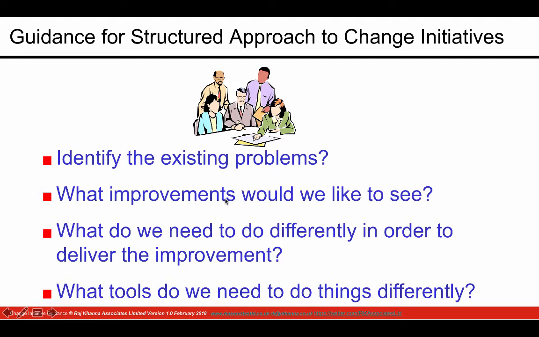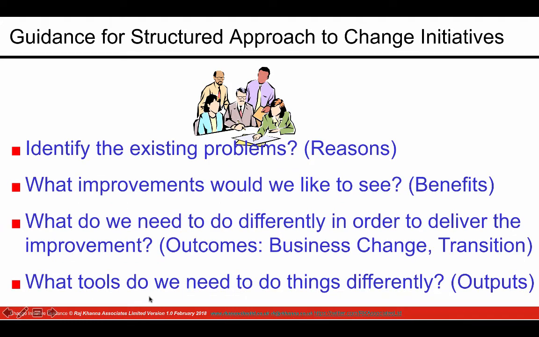In order for us to deliver this improvement, what do we need to do differently? As Einstein once said, in order for us to deliver improvements, we have to change the way that we work. So instead of ordering online or making phone calls, we want to actually change the process. Now, in order for us to change the process and do things differently, what tools do we actually need? And we'll take you through a simple worked example.